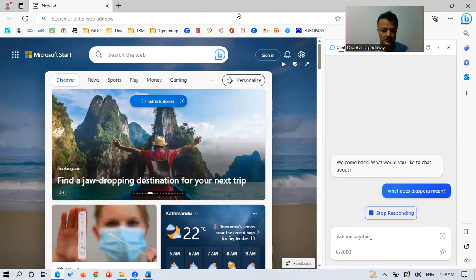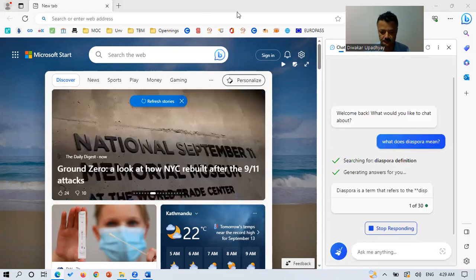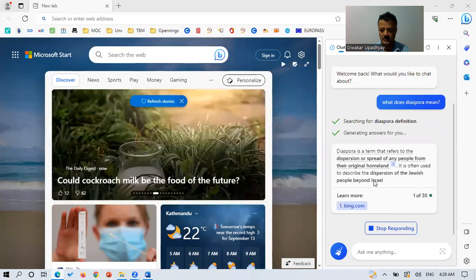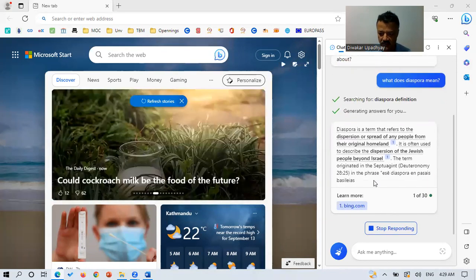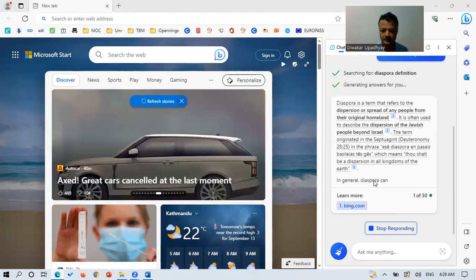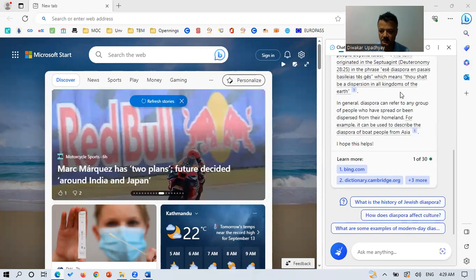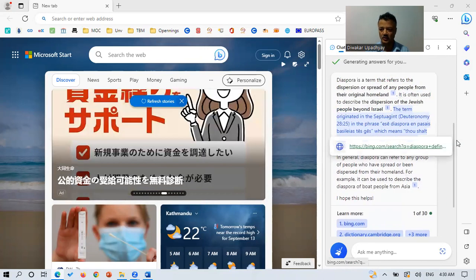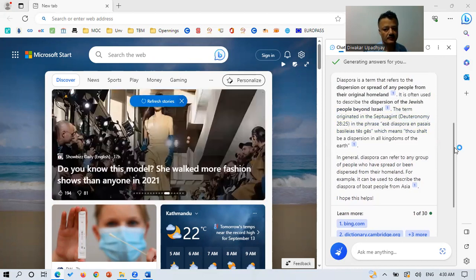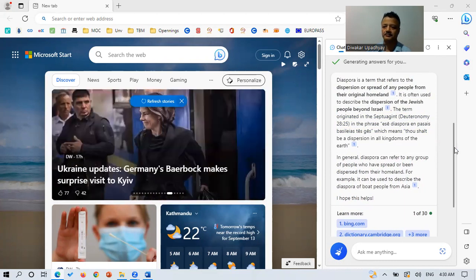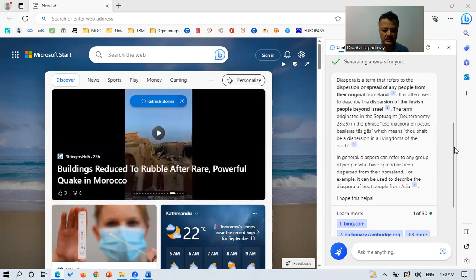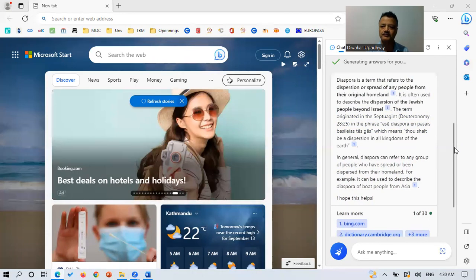Let me share the screen for you. Yes. So as you can read here, it says diaspora refers to the spread of people from their original homeland. Hundreds of thousands of Nepalese people have gone to Australia. So you can say that there is a Nepali diaspora in Australia.